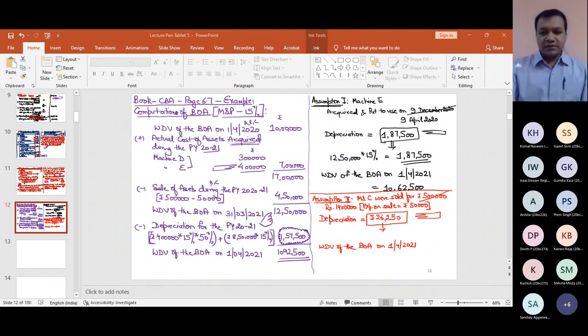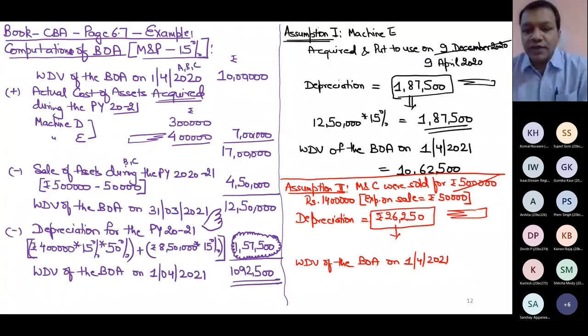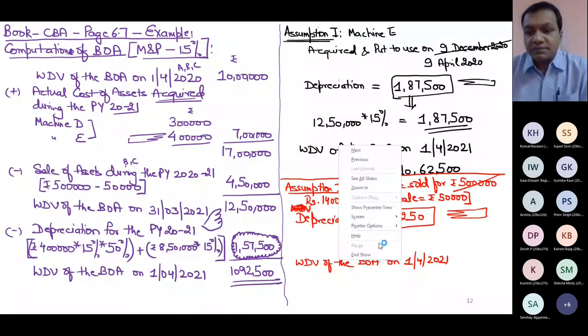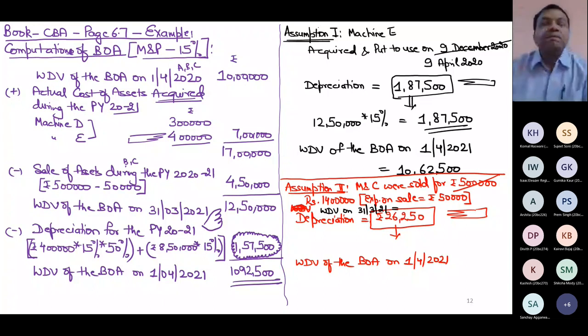Next point. I expect that everyone has understood it. The moment you made the sale as 14 lakh, your net sale became, rather than 450, it became 13 lakh 50. So the impact of this was that your WDV on 31st March 21 became how much? 17 lakh minus 13 lakh 50. 3 lakh 50. It became 3 lakh 50.